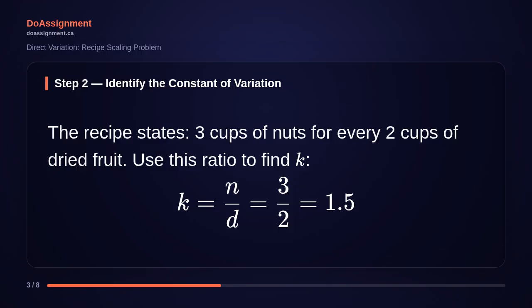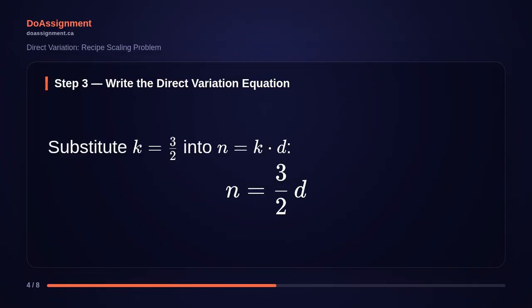The recipe gives us a ratio, 3 cups of nuts for every 2 cups of dried fruit. To find K, we divide nuts by dried fruit. 3 divided by 2 equals 1.5. We substitute K equals 3/2 into the direct variation form. The equation is N equals 3/2 times D.